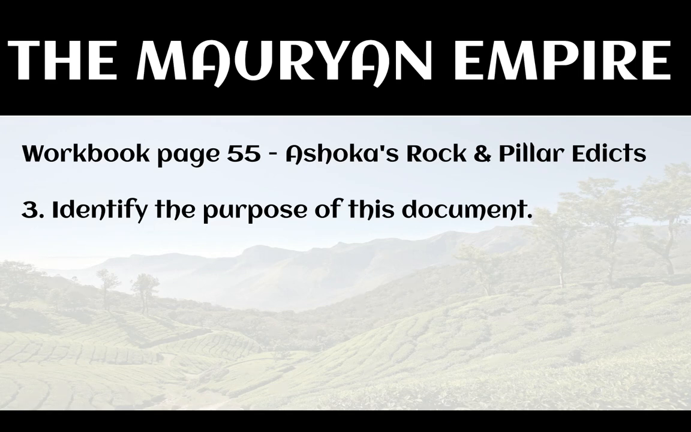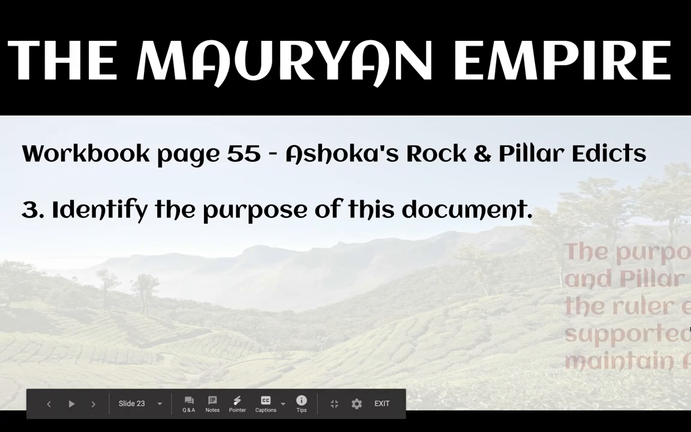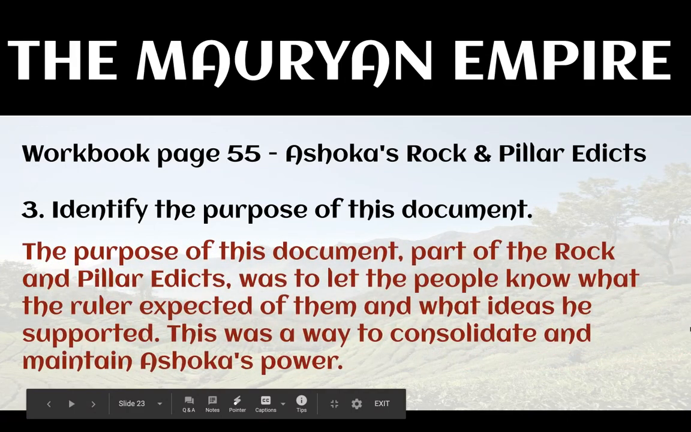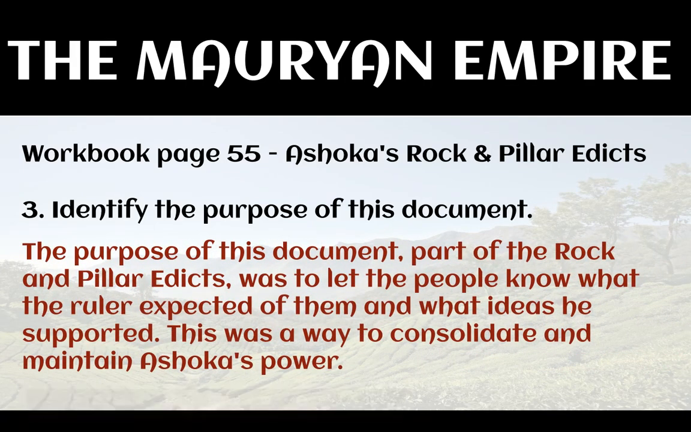We're going to identify the purpose of this Rock and Pillar Edict. Now, I went more general with this answer. I made it apply to all of the Rock and Pillar Edicts. So I said the purpose of this document was to let the people know what the ruler expected of them and what ideas he supported. This is a way to consolidate and maintain Ashoka's power.